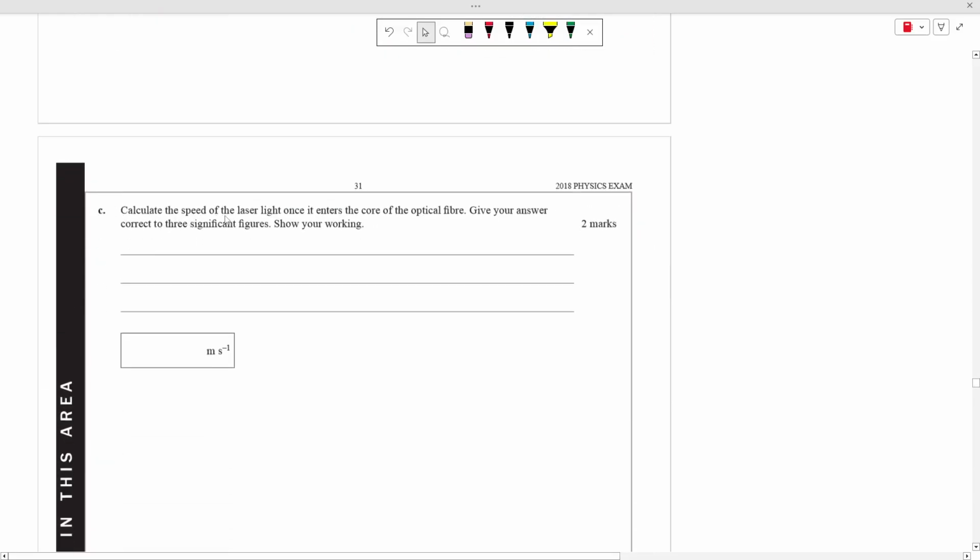Part C, calculate the speed of the laser light once it enters the core of the optical fiber. Give your answer to correct to 3 significant figures. That's important, so we'll highlight that. Show your working. Alright, so calculate the speed of light.